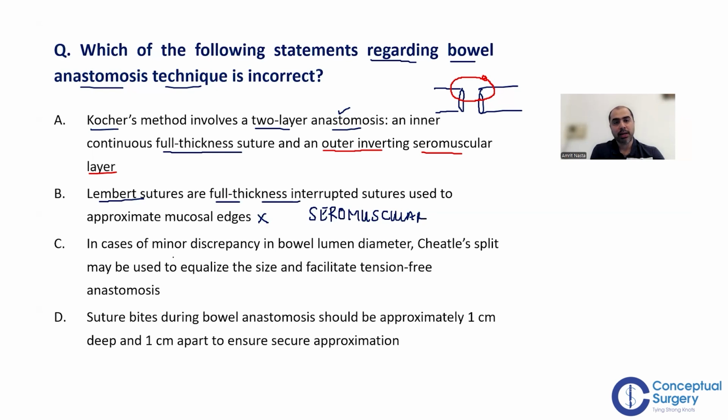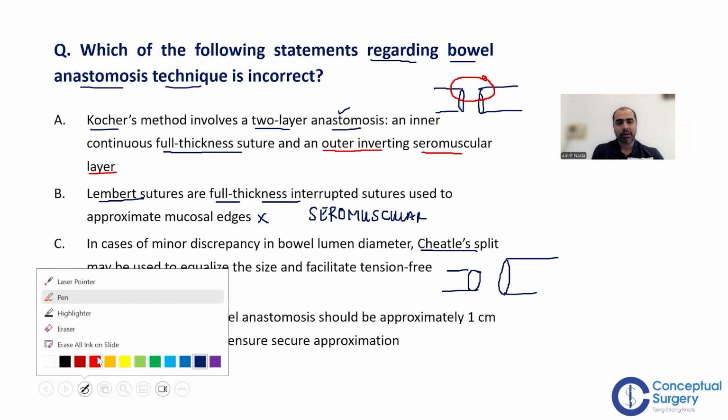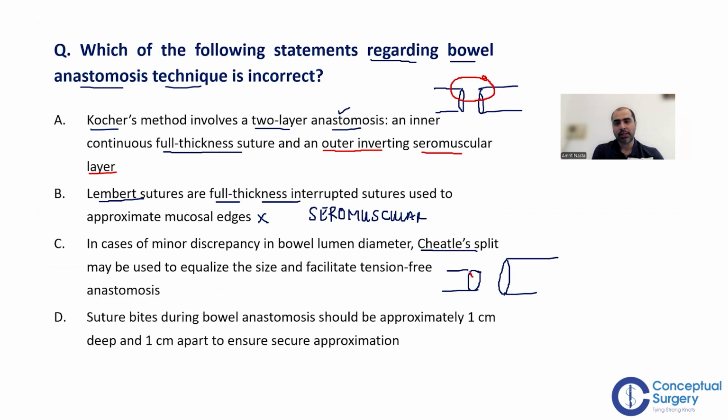In case of minor bowel discrepancy, like if you are doing an anastomosis of small bowel with colon, obviously the small bowel has a much narrower lumen. What to do? How to equalize it? What you do is called chiselling, or a chisel split, to equalize it. Basically, if one bowel is only this much and the other bowel is bigger, how do you join it? You can cut one of the bowels a little bit on one of the borders like this. When you cut it, the opening enlarges, then you can do the anastomosis. This is called chiselling. This is correct.